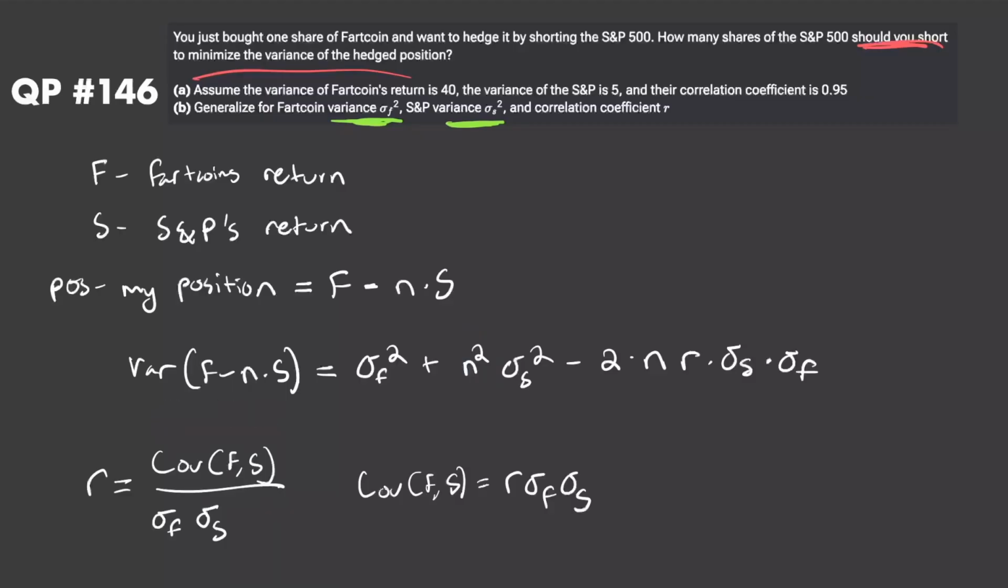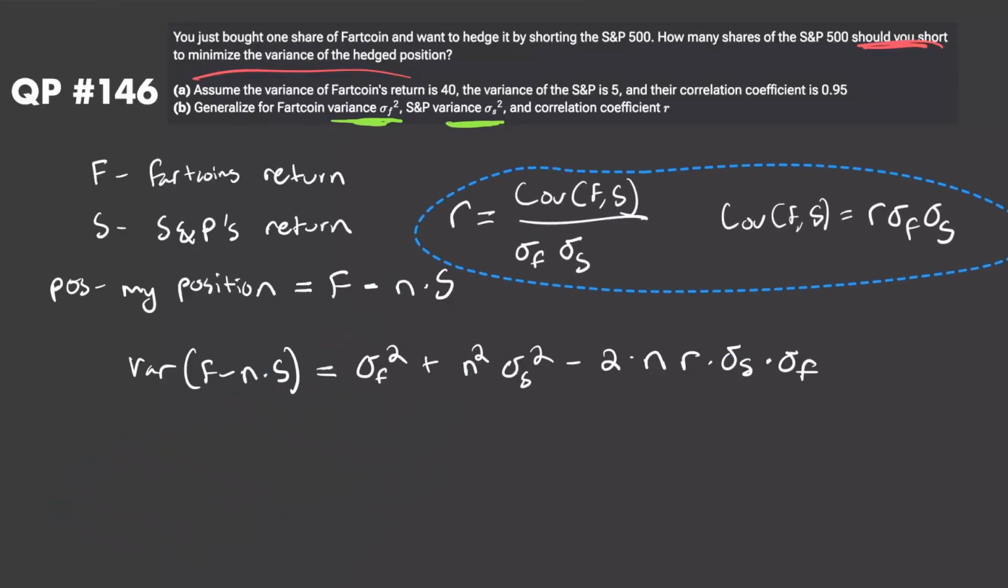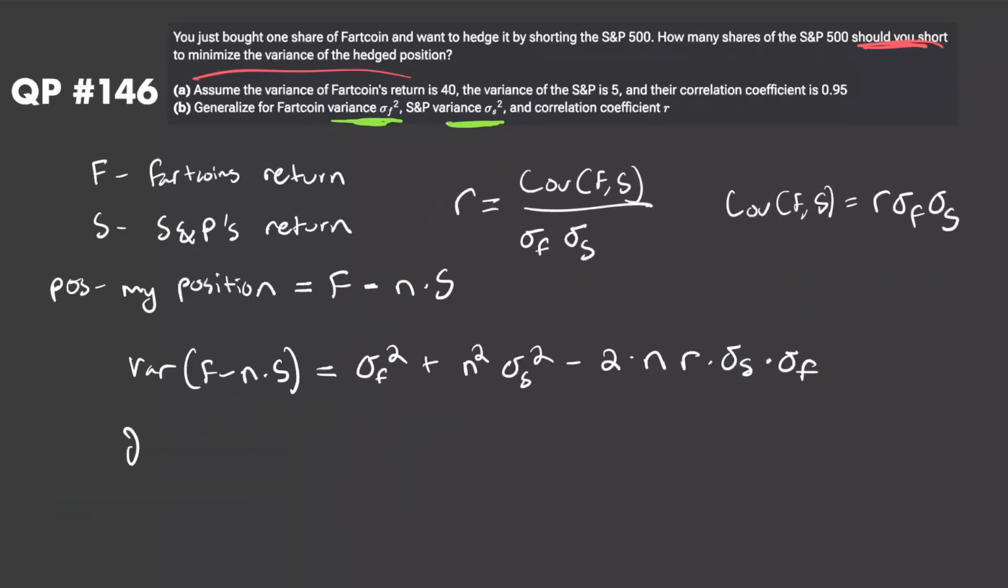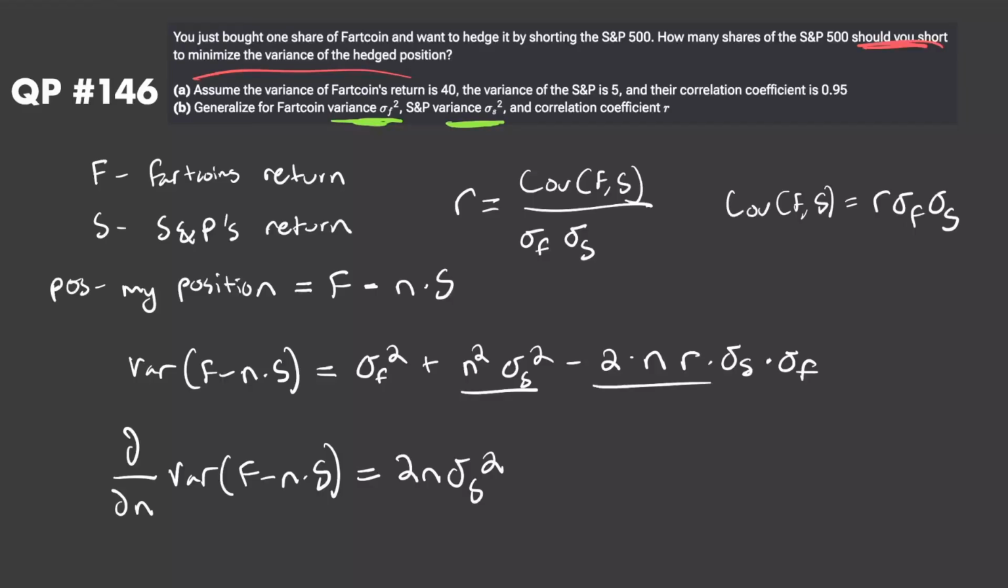So what are we going to do? We'll just take the partial derivative with respect to n of this side and set it equal to 0. So how do you do that? Well, let's just make some space right here. We're trying to find the partial derivative with respect to n of the variance of our position. So the variance of F minus n times S, that's going to be equal to, well, for this term right here, it doesn't have an n in it, so it's going to go away. This term right here, the partial derivative with respect to n is 2n times sigma S squared. And then the partial derivative of this term is just going to be 2r sigma S sigma F.